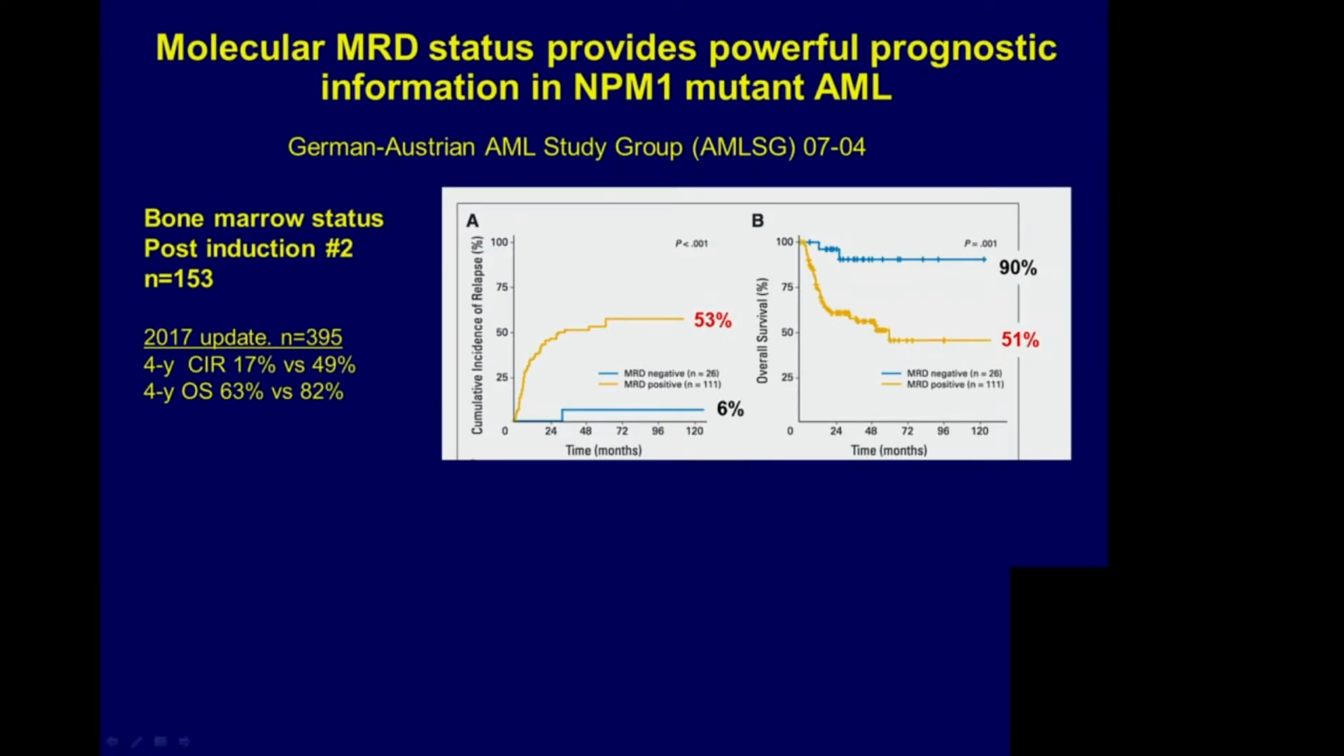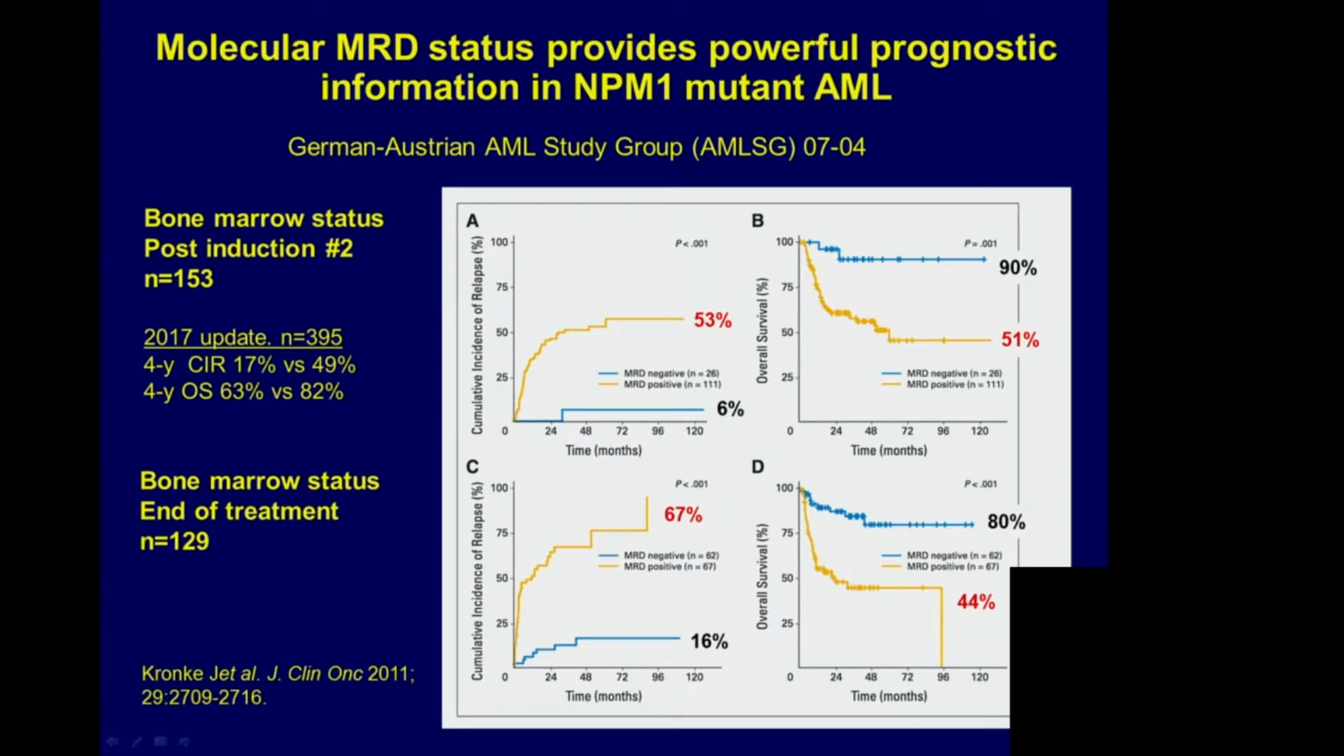And then similarly, this was replicated by the German AML-SG 0704 study. This paper was published in 2001 and shows that those patients who have a complete molecular remission in the bone marrow after the first 2 courses of chemotherapy have only a 6% chance of relapse and a 90% chance of overall survival. And this data was then updated at the last ASH meeting with a larger number of patients with a longer follow-up, and similar results were seen.